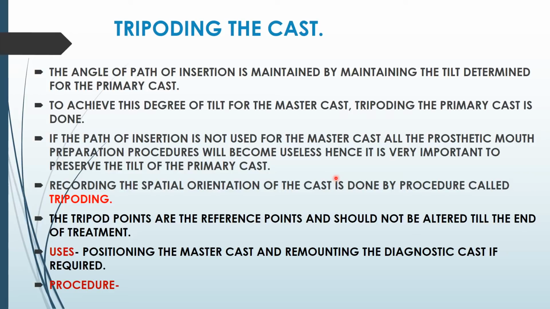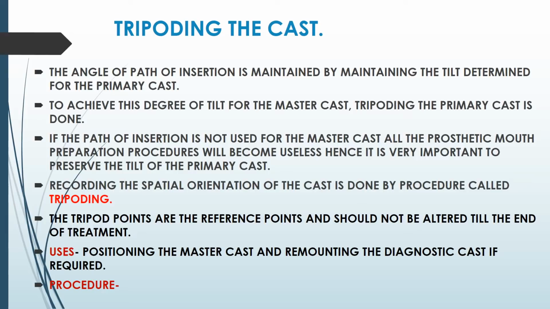The tripod points are the reference point, and they should not be altered until the end of the treatment. So you mark three points on the cast, and they are used as a reference point. What is the use of tripoding the cast? It is for positioning the master cast and remounting the diagnostic cast if required.